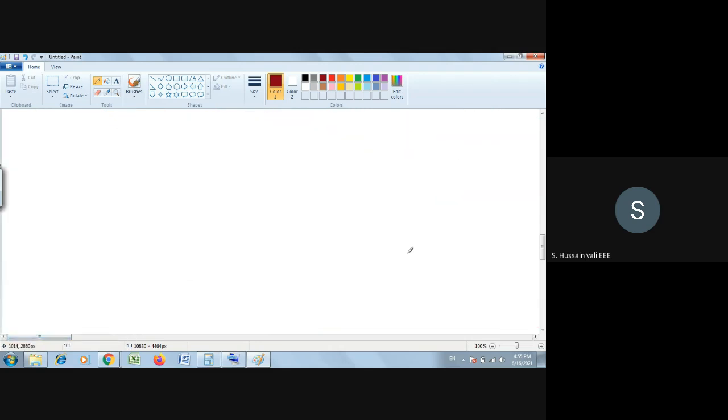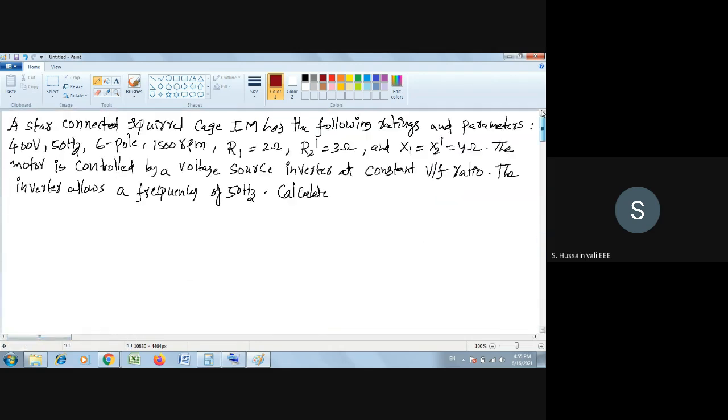Then we will go and solve this problem. I think I did not complete the question yet, so let me complete the question. Question number two: calculate the starting torque and current.